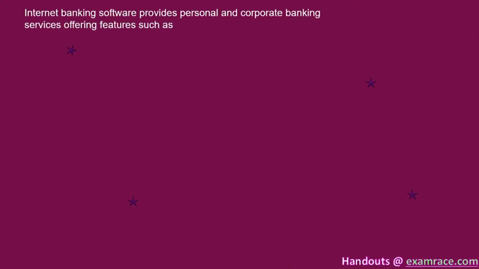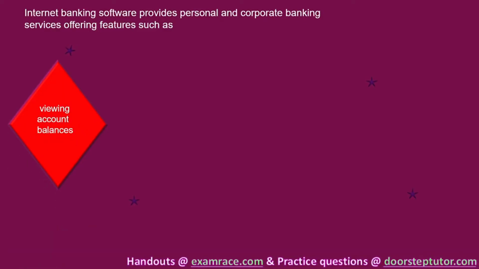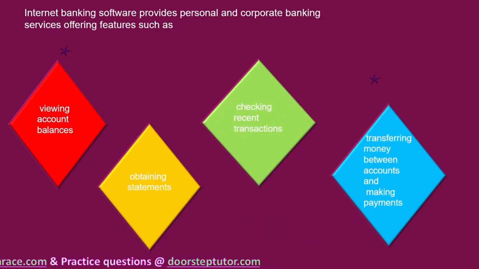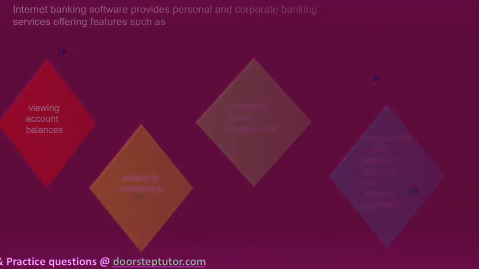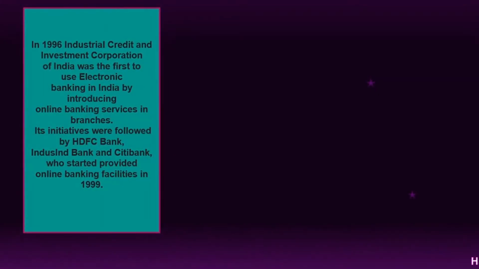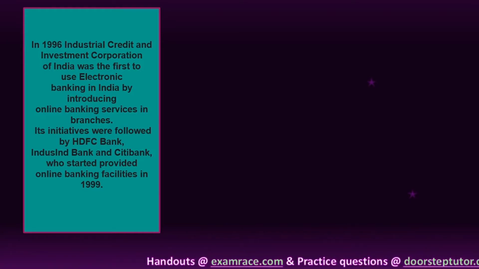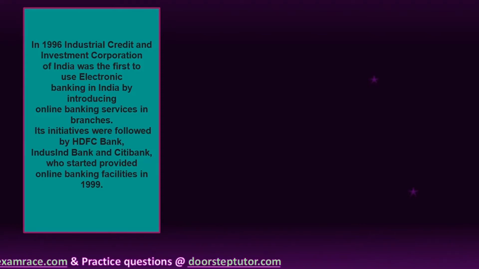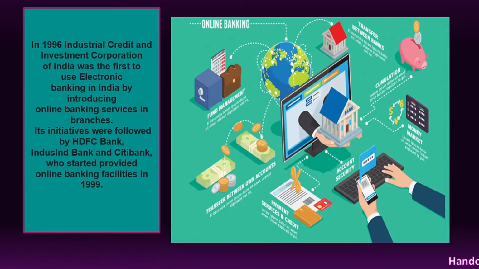Internet banking software provides personal and corporate banking services, which offer features like viewing account balances, obtaining statements, checking recent transactions, transferring money between accounts, and making payments. These were a few features. The very first internet banking service was initiated in 1996 by ICICI, Industrial Credit and Investment Corporation. Later the initiative was followed by HDFC, IndusInd and Citibank, who started providing online banking services in the year 1999.